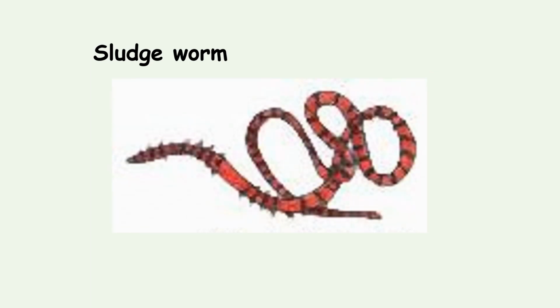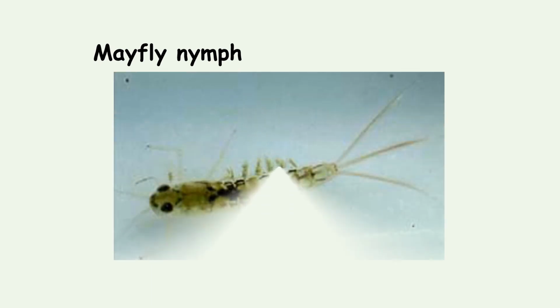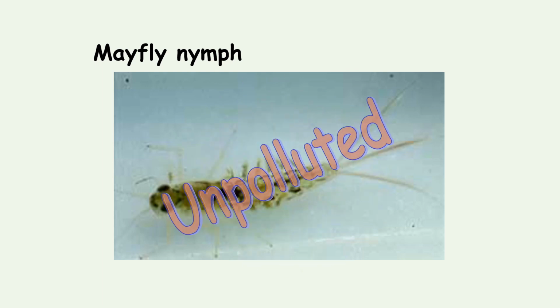Your sludge worm, again disgusting name. So that would be found in very polluted water. Your bloodworm, again a disgusting name. So it is again found in polluted water. Your mayfly nymph, which sounds like a fairy, that's going to be found in your unpolluted water. So well done if you managed to get all of them correct.